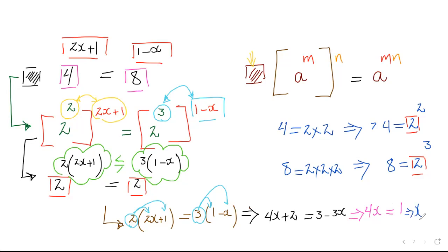Oh, sorry, 7x. Awesome. Thank you. Thanks for correcting me. It becomes 7x equals 1. Then as a result, x equals what? That's right, 1 over 7. And that's the answer for this equation.